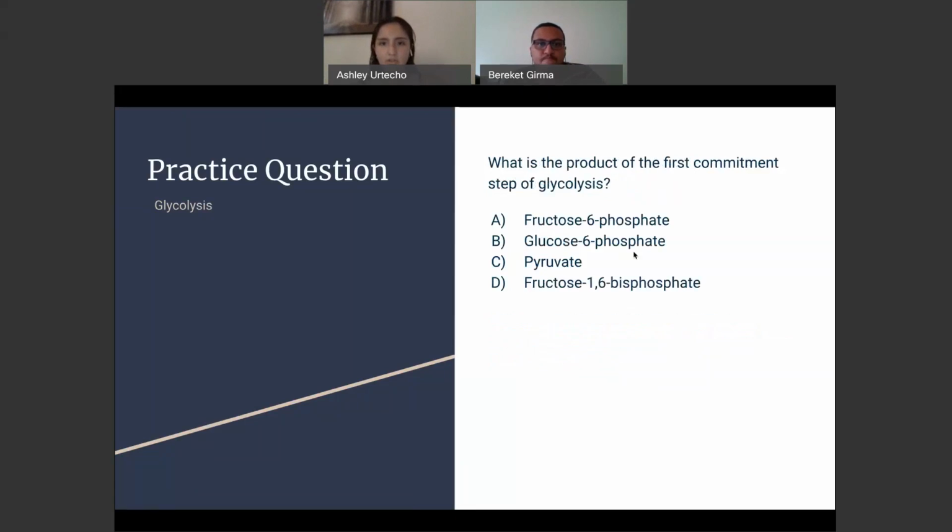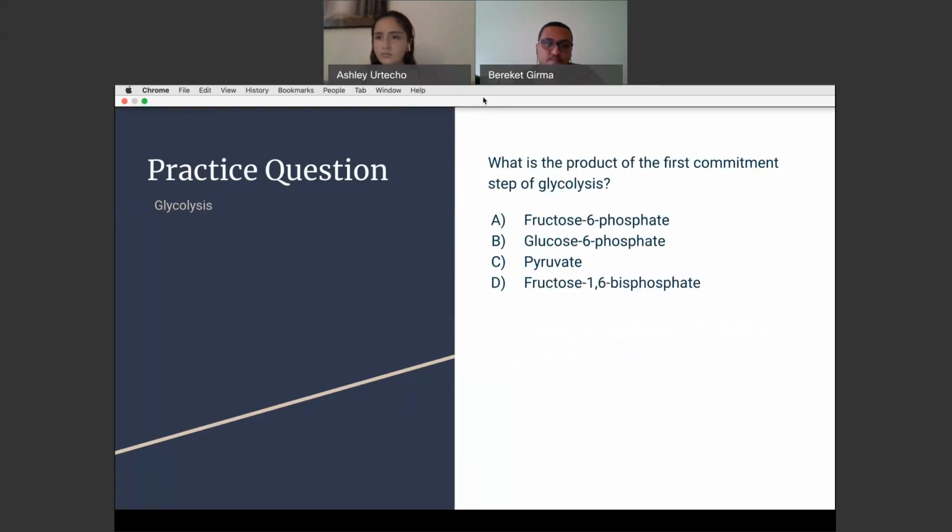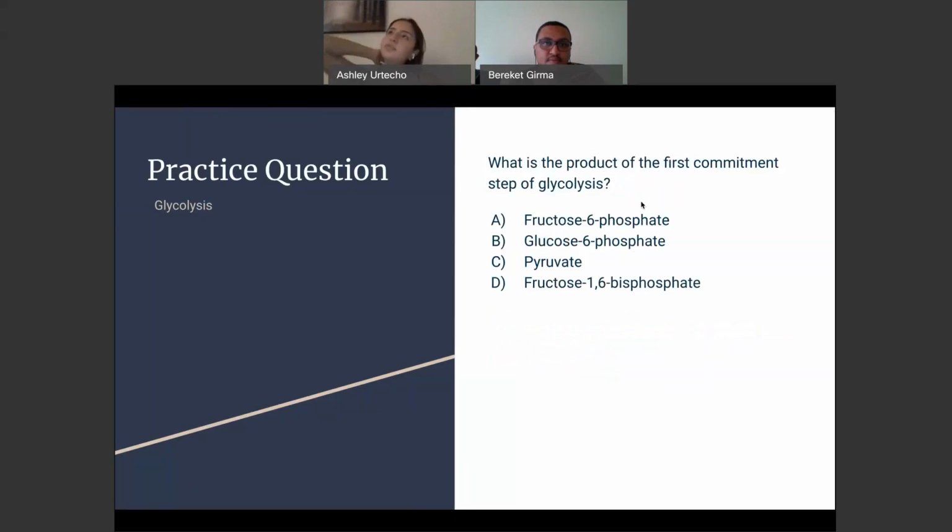Moving on to the next question, what is a product of the first commitment step of glycolysis? Glucose 6-phosphate. This is sort of a difficult question. What I meant by the first commitment step of glycolysis is the first commitment step that's unique to glycolysis, which is... Or did you mean the whole reaction or just the first step? The whole reaction. Oh, the whole. If it's the whole reaction, I'm thinking of pyruvate.